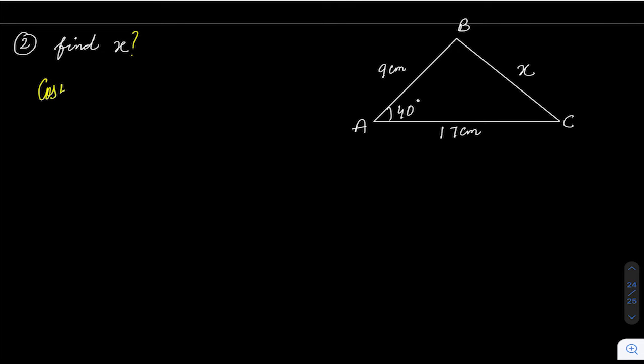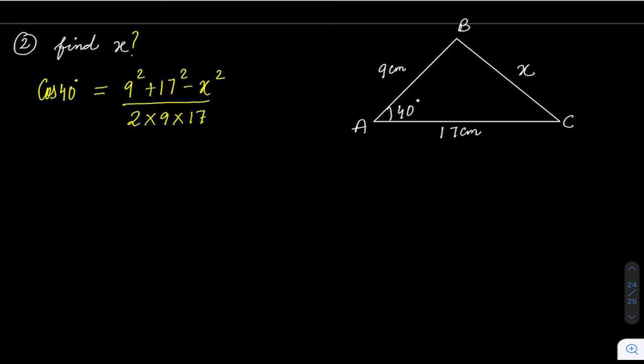So cos of 40 degrees will be equal to, now how I remember is like this. This is 40 degrees and the sides that contain this 40 are 9 and 17. So cos 40 degrees will be equal to 9 squared plus 17 squared minus the opposite side squared, that is x squared, divided by 2 times 9 times 17.